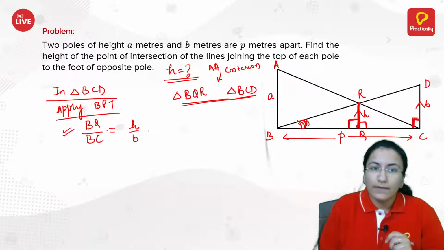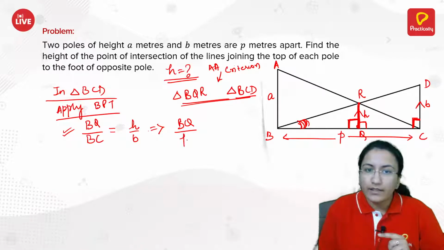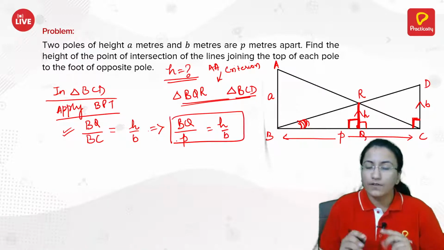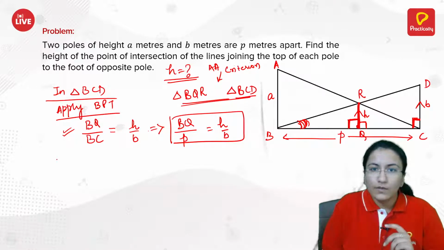Okay, so you have this result with you which says that BQ by BC is equal to H by B. That implies BQ by BC can be rewritten as P, which is equal to H by B. You have this as your first result. Next result can be seen if you see the triangle CQR.